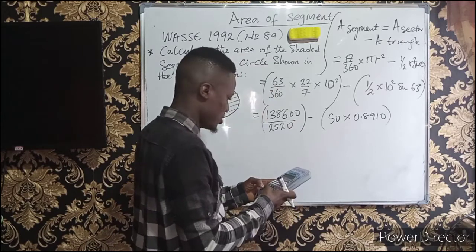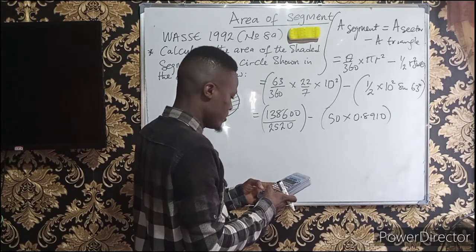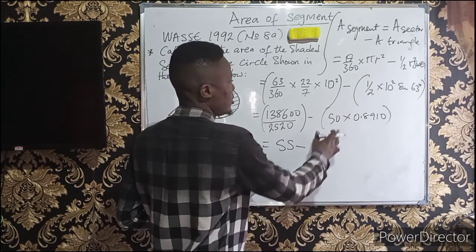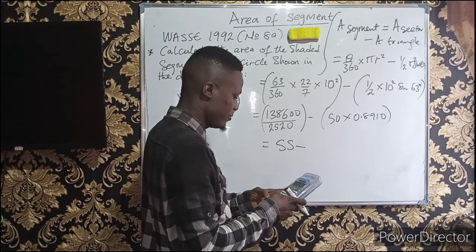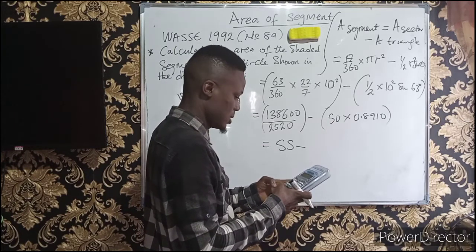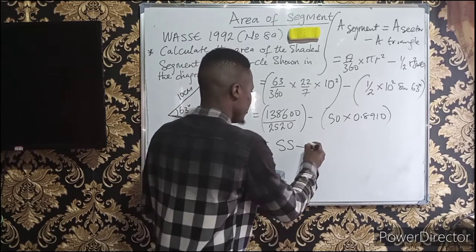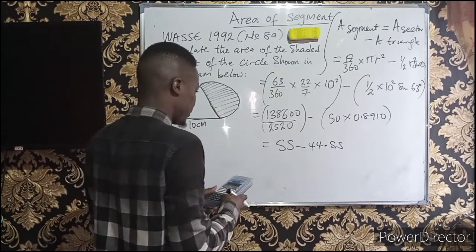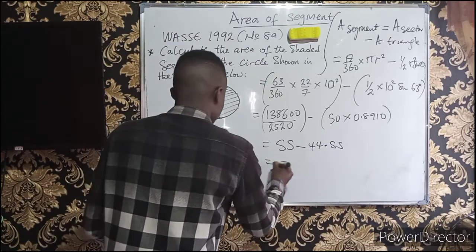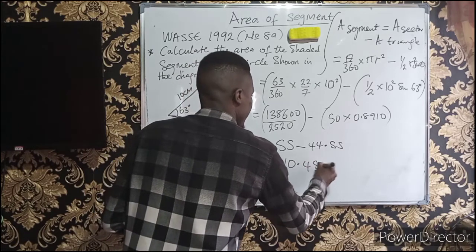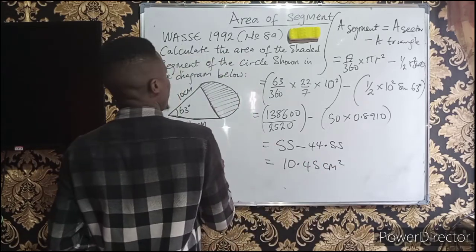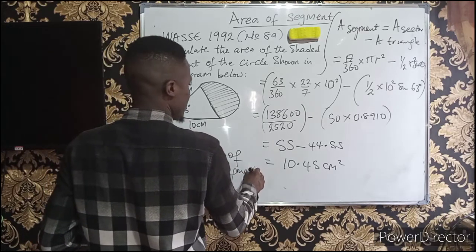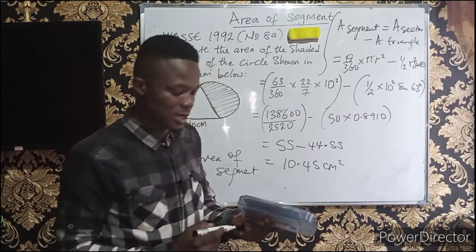138,600 divided by 2520 will give us just 55, minus, you multiply 50 by the decimal, so 50 times 0.8910. This will give us 44.55. Okay, now we subtract. When we subtract, the answer is 10.45 centimeter squared. So this is the required area of segment. So the area of segment is 10.45 centimeter squared.